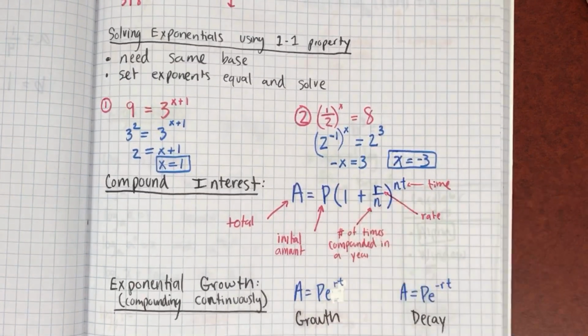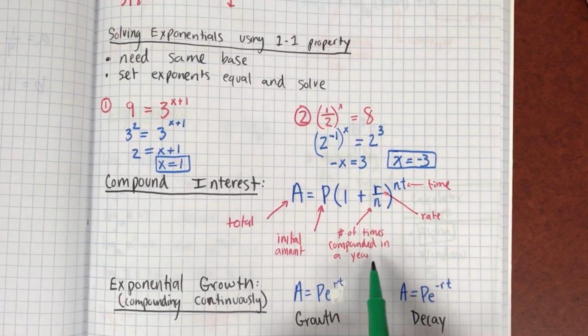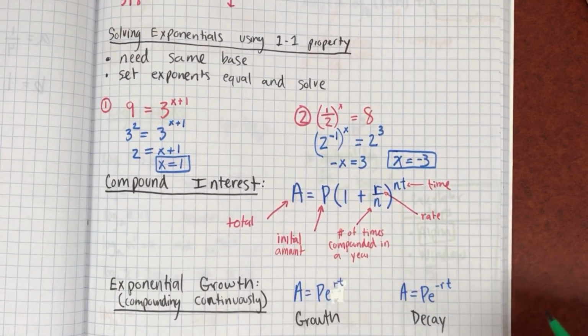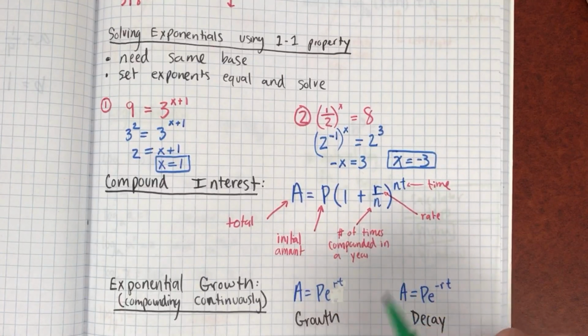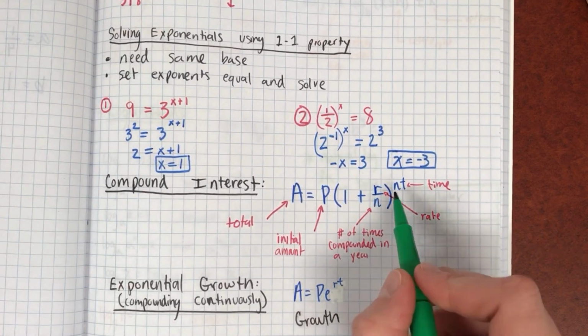N, right here, N is the number of times compounded in a year. So the number of times we collect interest. If we were collecting interest quarterly, then our N would be 4. If we were doing it monthly, then N would be 12.